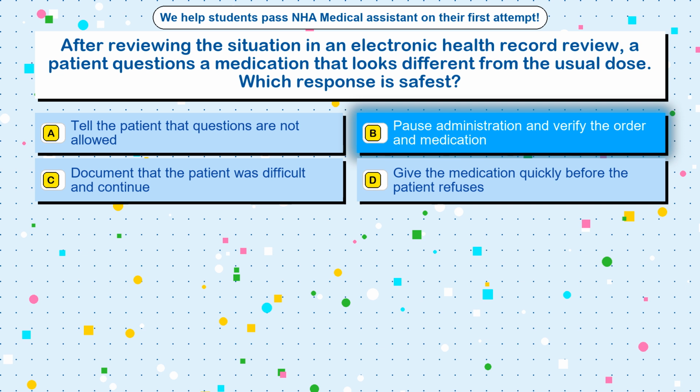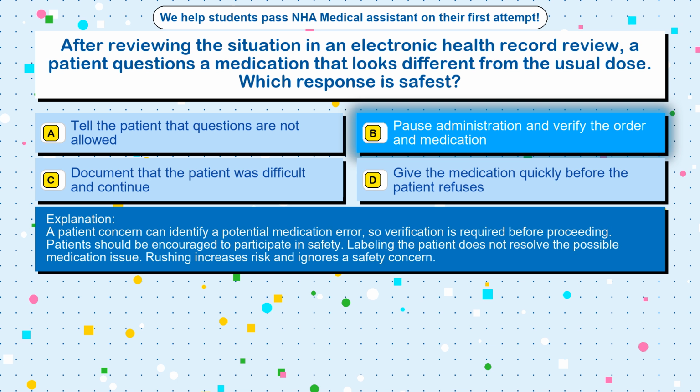The correct answer is option B. Pause administration and verify the order and medication. A patient concern can identify a potential medication error, so verification is required before proceeding. Patients should be encouraged to participate in safety. Labeling the patient does not resolve the possible medication issue. Rushing increases risk and ignores a safety concern.